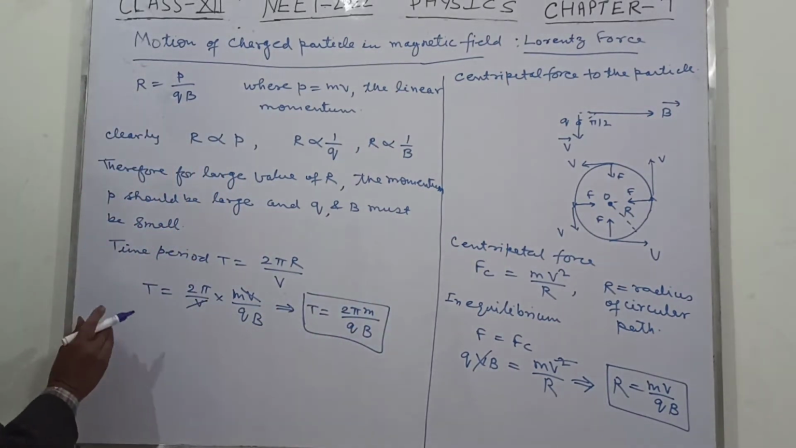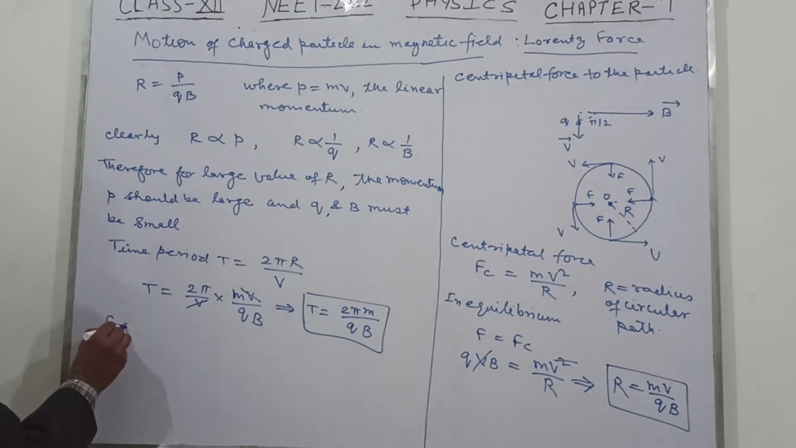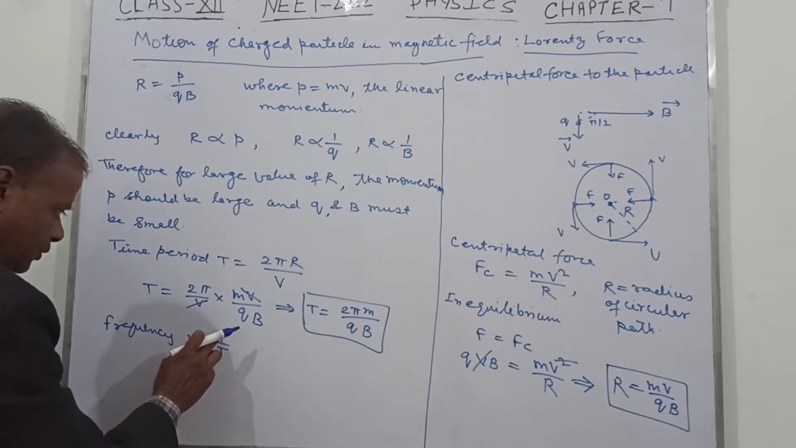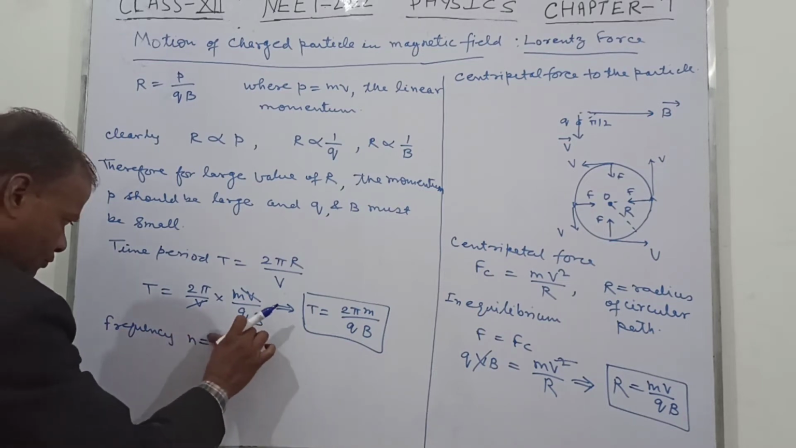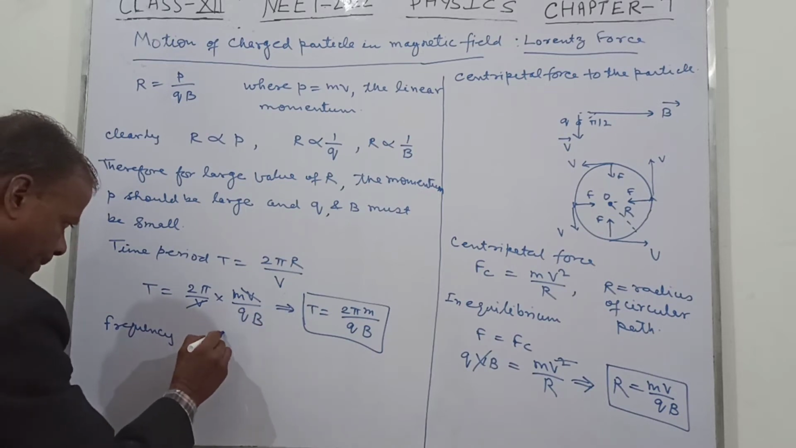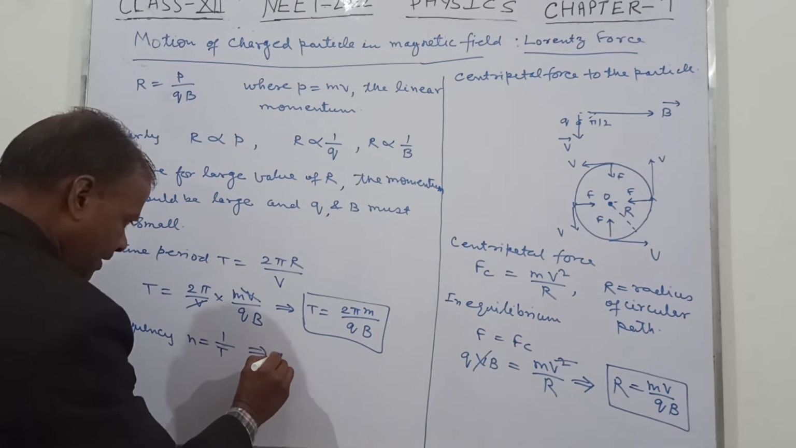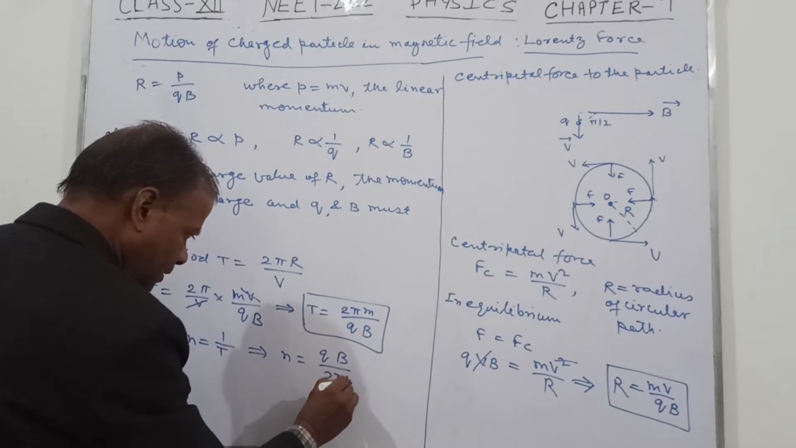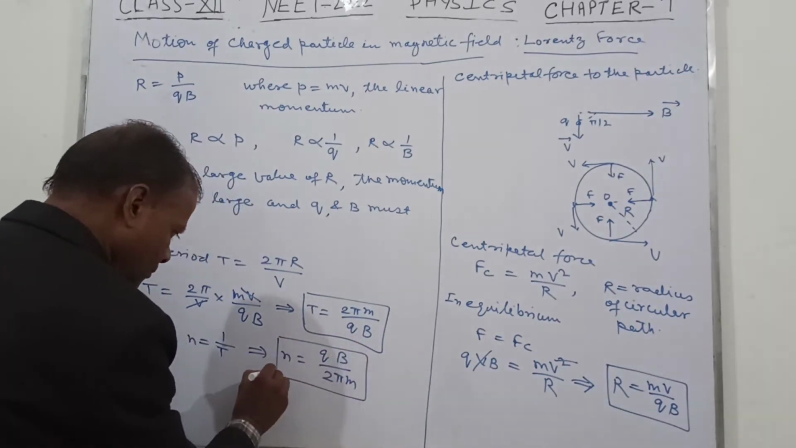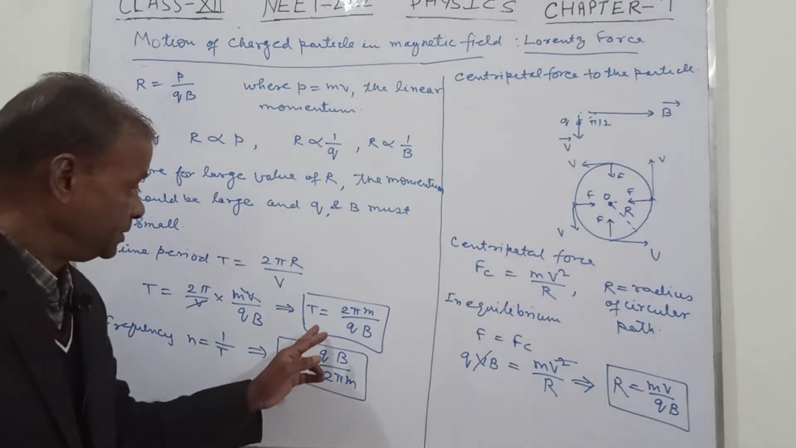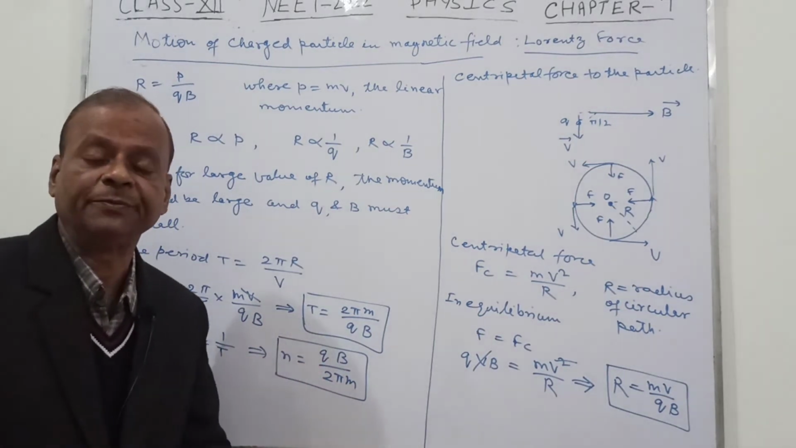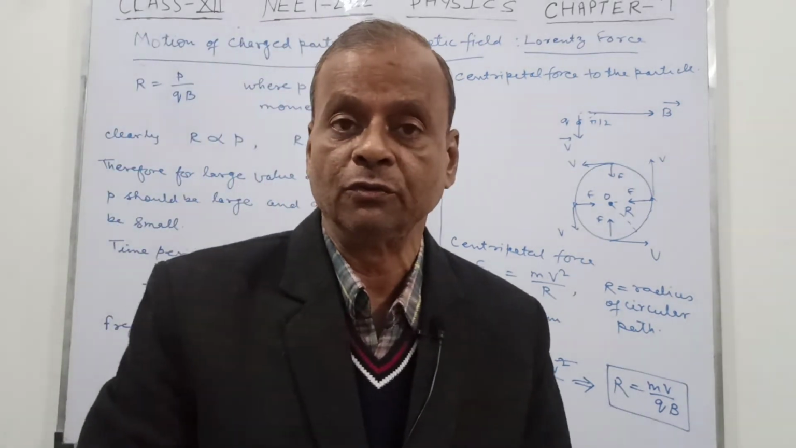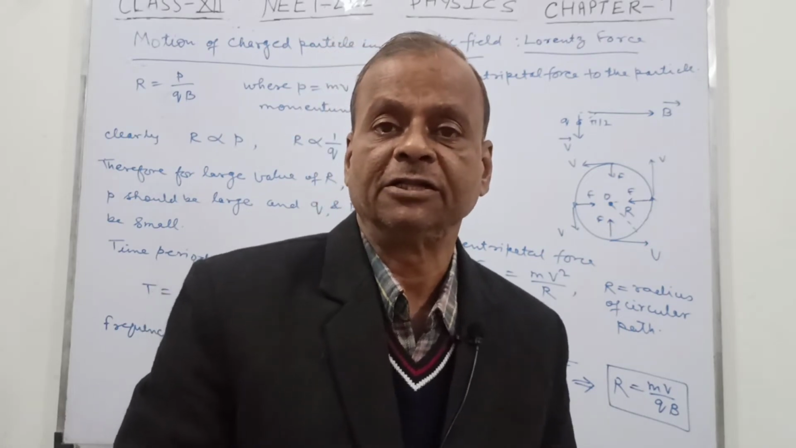And if you want to find out the frequency, n equal to 1 upon T. So we will have this n equal to qB upon 2 pi m. So now what you see is that this time period and the frequency are independent of the velocity of the particle. Whether a particle is moving fast or slow, the time period and the frequency will be the same.